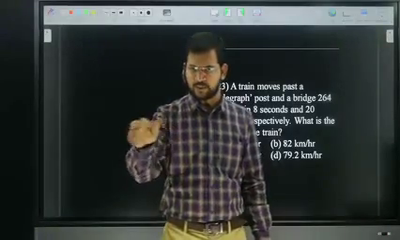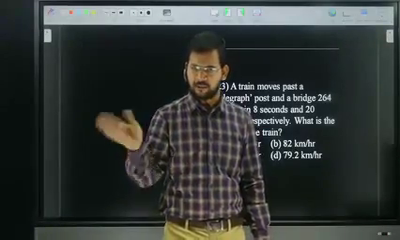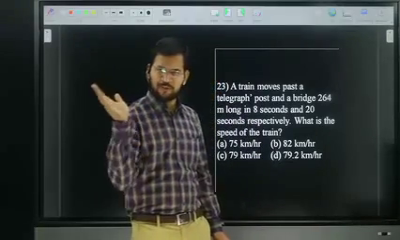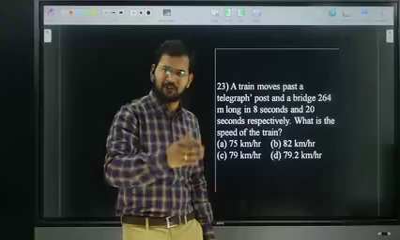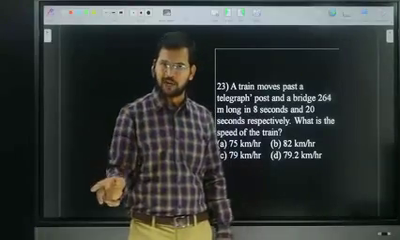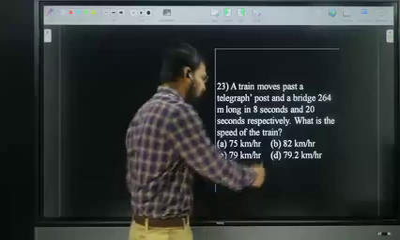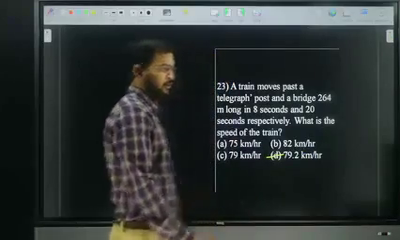22 meter per second into 18 by 5. 5 ones are 5, 5 fours are 20. 18 into 4.4: 18 fours are 72, 18 into 0.4 is 7.2. 72 plus 7.2 is 79.2. Your answer is 79.2 kilometer per hour.